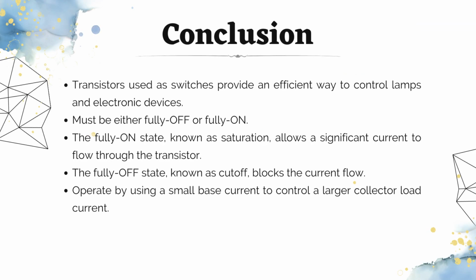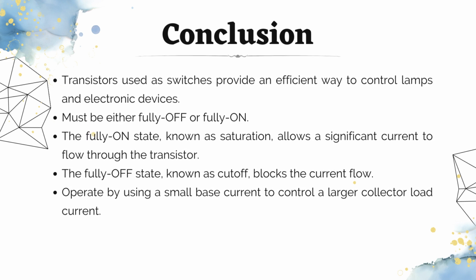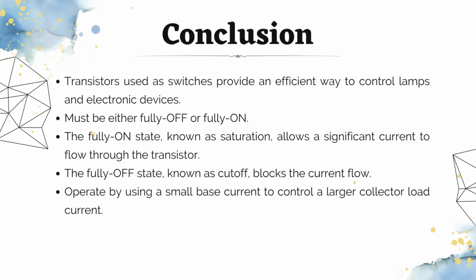The conclusion that we can get from this application: a transistor is used as a switch to provide an efficient way to control lamps and electronic devices. The transistor must be either fully off or fully on. The fully on state, known as saturation, allows current to flow through the transistor, and the fully off state, known as cut off, blocks the current flow. Lastly, the transistor operates by using a small base current to control a larger collector load current.